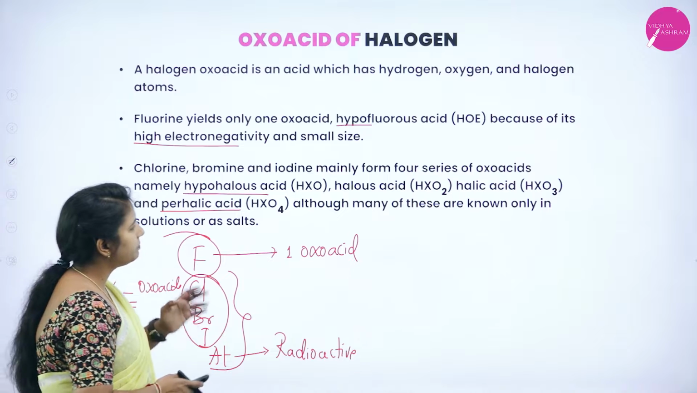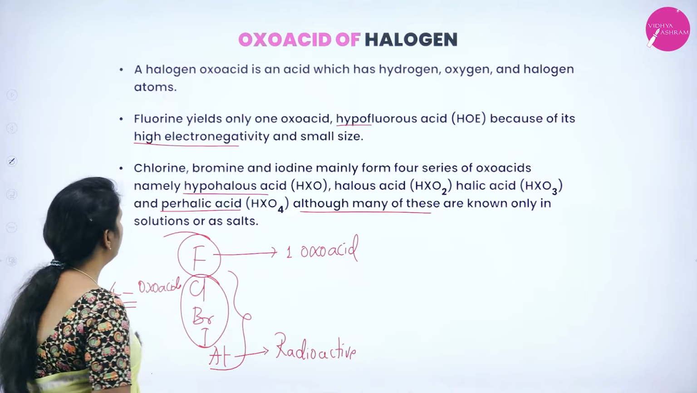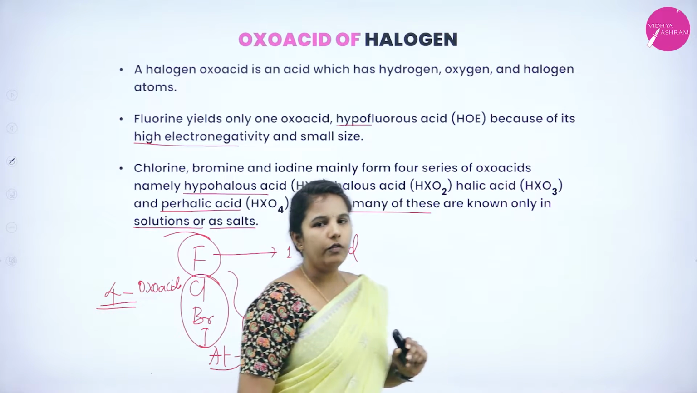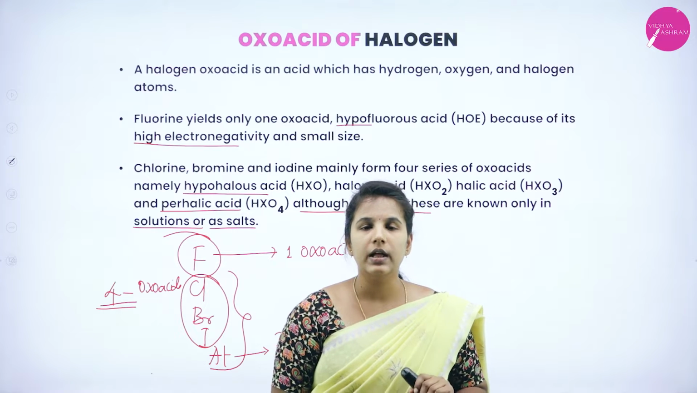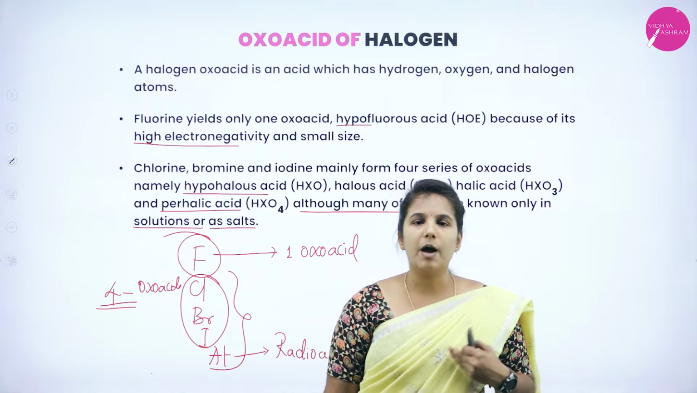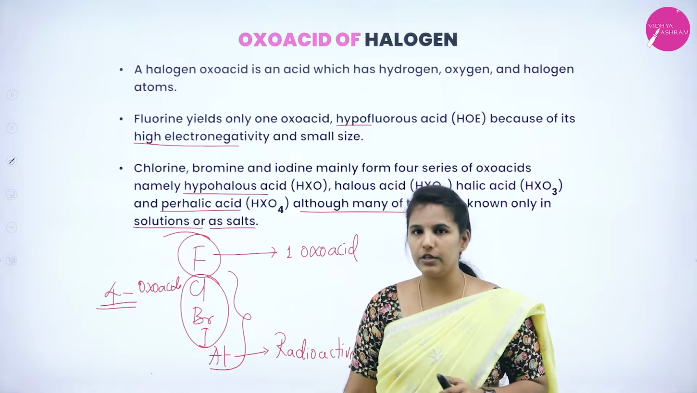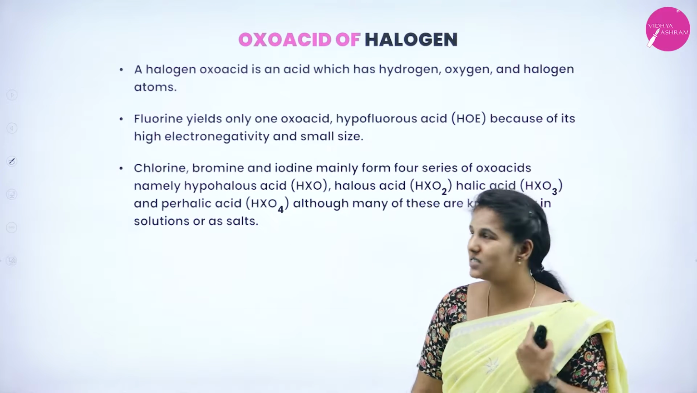And remember, although these are known only in solution or as salts. Usually, when we look into the oxoacids of these halogens, they are not stable to some extent. They are available only in their salt form. That is, in the aqueous solution we can see their stability.